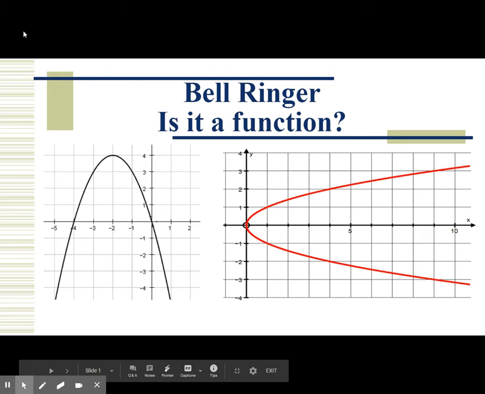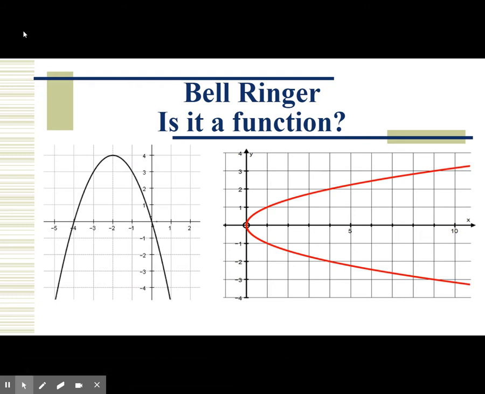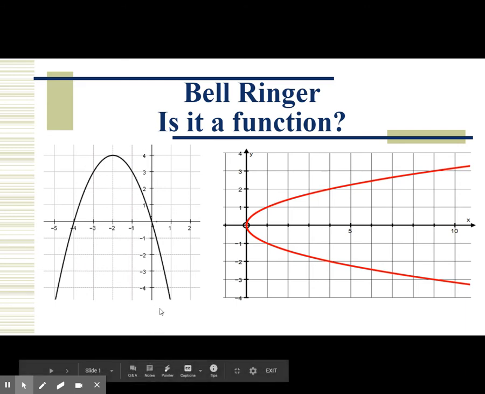All right, so normally for this unit, we'd start off with the bell ringer. So real quick reminder, if you're taking a look at these two graphs, is it a function? What do you think? Which one? If we look at the first one, is this a function? Well, it's on a graph, so you use the vertical line test. If I draw a vertical line, no matter where I draw it, I can only hit that graph one time, so that is a function.